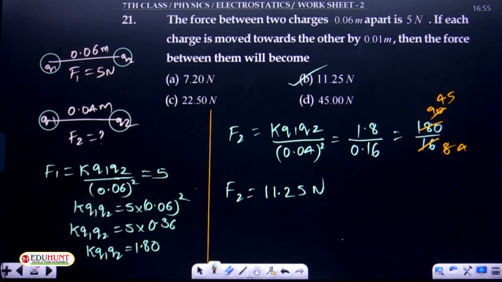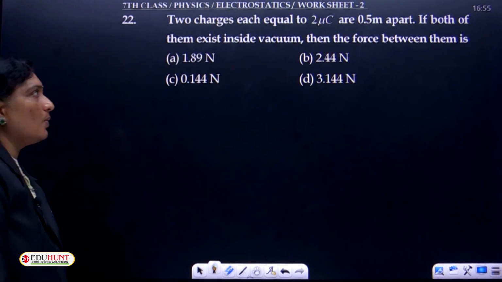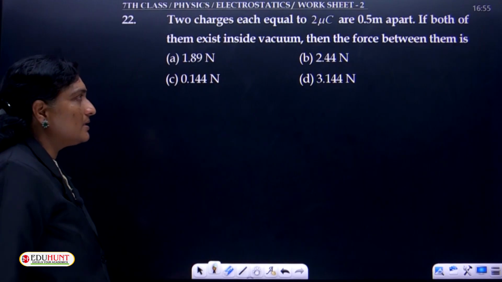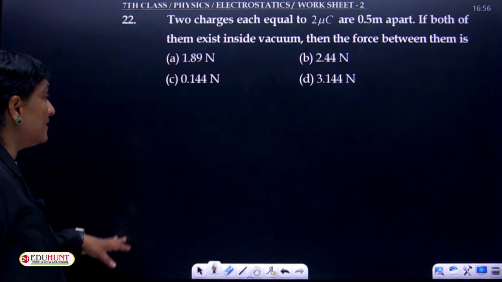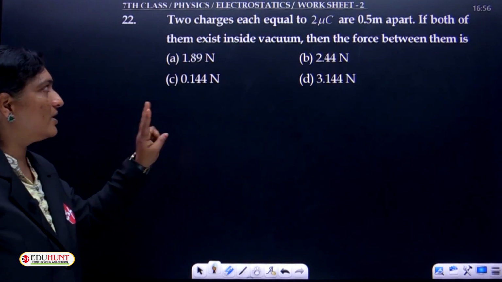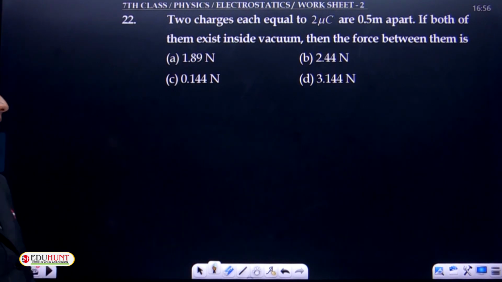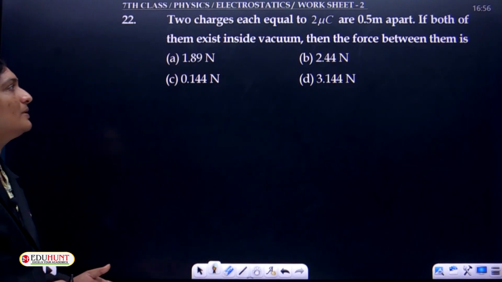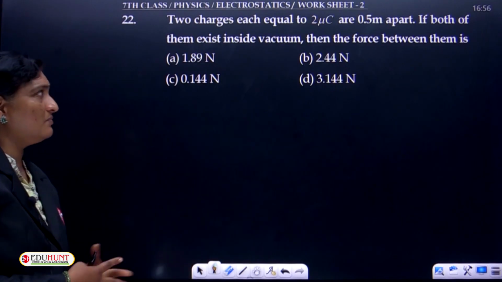Now moving to the next question, that is the 22nd. Here we go. Two charges each equal to 2 microcoulomb are 0.5 meter apart. So what is given, children? Two charges each equal to 2 microcoulomb are separated by 0.5 meters. If both of them exist inside a vacuum, then what is the force between them? So the charges are given, and it is set in vacuum.